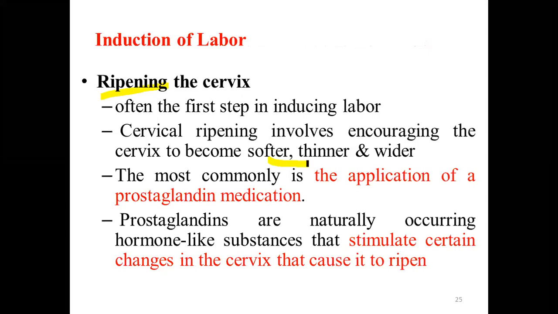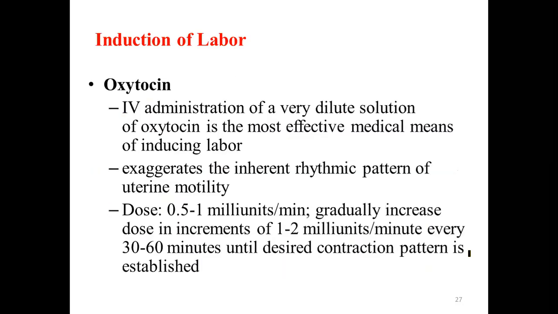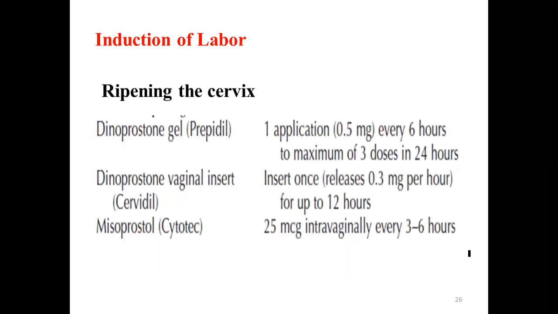Most of the time, the prostaglandin class of drugs are very important for ripening of the cervix. They are very natural hormones. Prostaglandins are naturally occurring hormones that stimulate the ripening of the cervix. After the cervix undergoes softening and thinning, the next step is using oxytocin to promote contractility. But anyway, those are the prostaglandin analogs that can be used for ripening of the cervix.